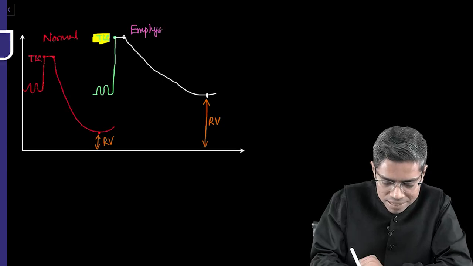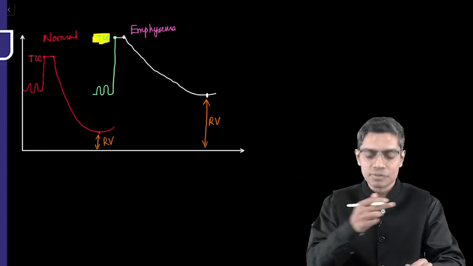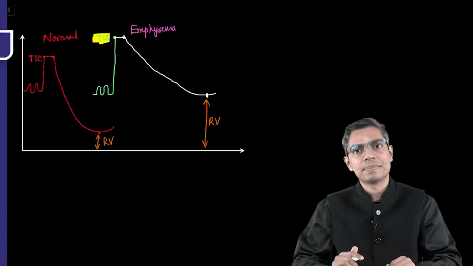So that's why in case of an emphysematous patient, the curve will typically look like this. So this is the emphysema patient. The expiratory portion will look flat, very flat. It is taking a long time.